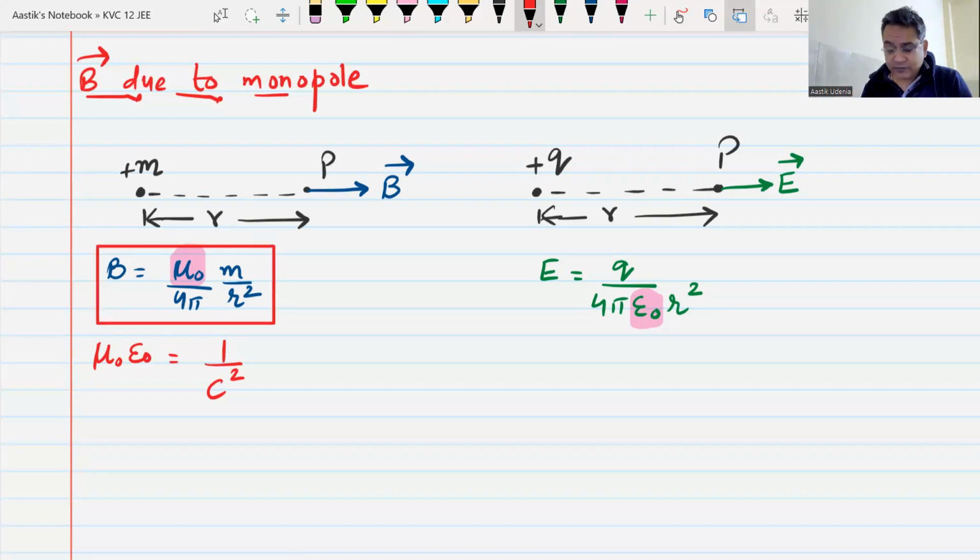Now, if you know the formula for this monopole, and you can see that this formula is exactly the same as for a point charge, you can find out the other formulas as well. Everyone understands what we are getting into? Yes or no? Yes, sir. Pakka? Pakka, sir. Okay.